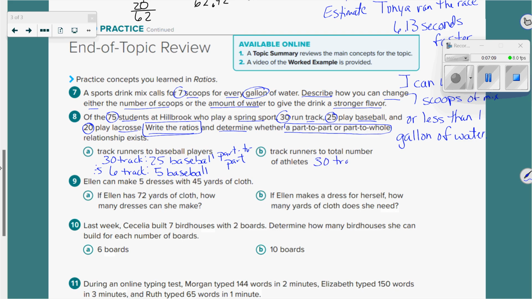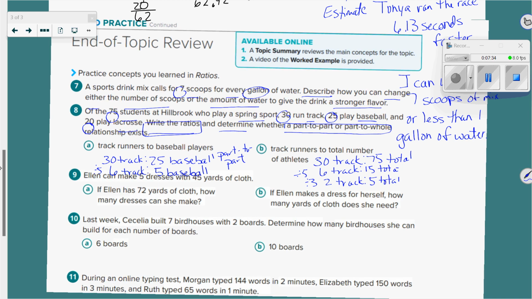Okay, runner, 30 track. So now I'm comparing it to my total. It says we got a total of 75. Again, I can simplify and divide both of those by 5. This is going to give me 6 track to 15 total. So I can actually simplify again, divide those by 3. There's me 2 track to 5 total. And this is a part to whole ratio.